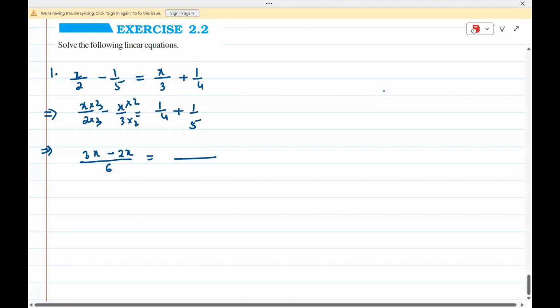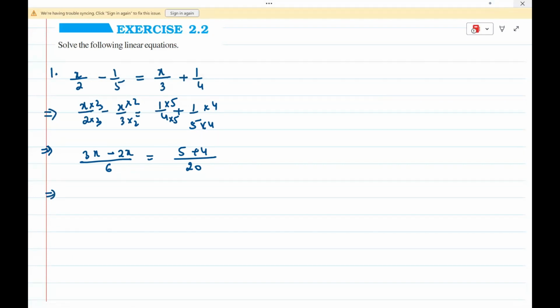On the right hand side, the LCM of 4 and 5 is 20. Make the denominator 20. So in the first term, I need to multiply by 5 to make the denominator 20. And here it is 4. So that is 5 plus 4. Next, 3x minus 2x is x by 6. And then 5 plus 4 is 9 by 20.